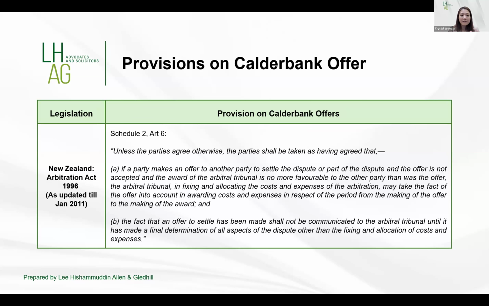So just for completeness, if you look at the AIAC rules or the BICAM rules, of course, they don't use the words Calderbank offer, but both actually set out the principle of costs follow the event, and the discretion is given fully to the arbitral tribunal to apportion costs, where of course the Calderbank offer may be taken into account. And of course you look at the law at the seat of the arbitration.